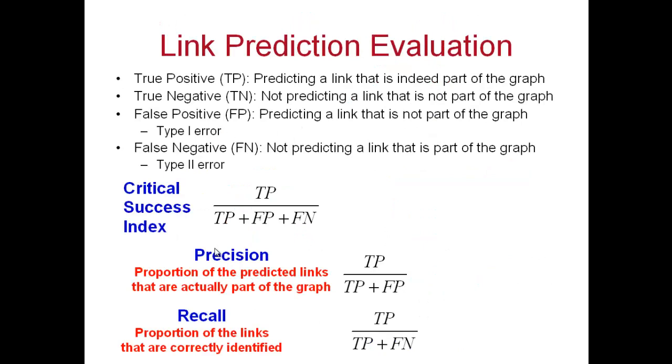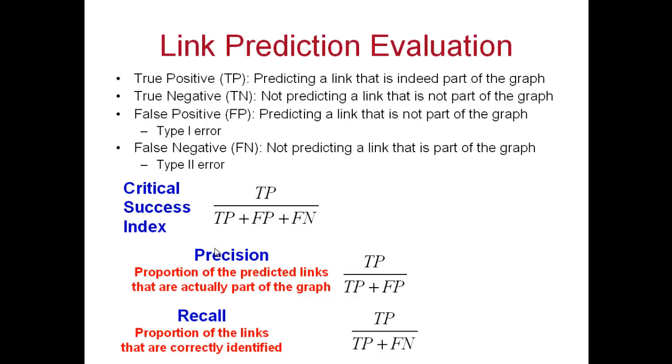So true positive means predicting a link that is indeed part of the graph. True negative means you are not predicting a link that is not part of the graph. So there is a node pair which is not supposed to have a link between them, and you're not predicting that they're going to have a link. Okay. True positives and true negatives are the good things, because with a true positive you are predicting a link that was there, so that's good. With a true negative you are not predicting a link that is not there, that's good too.